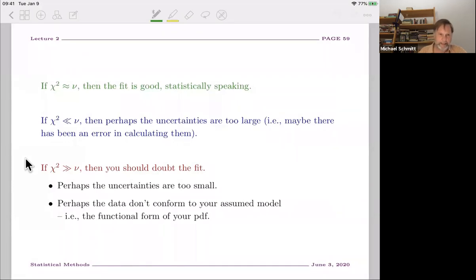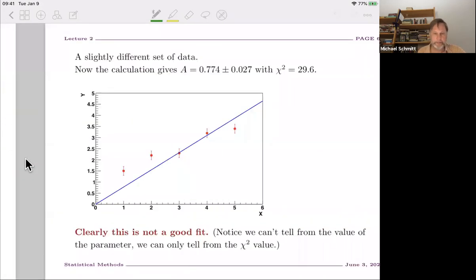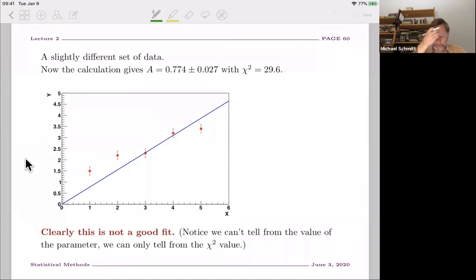Okay, so somebody asked earlier about the model. Let me give you an example now of what that looks like. This is a different set of data. The same calculation for A gives me this value. And again, I get a kind of annoying value for chi-squared. It tells me this is no way a good fit. And you can see why.